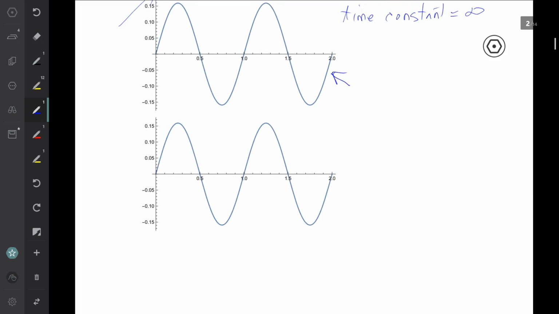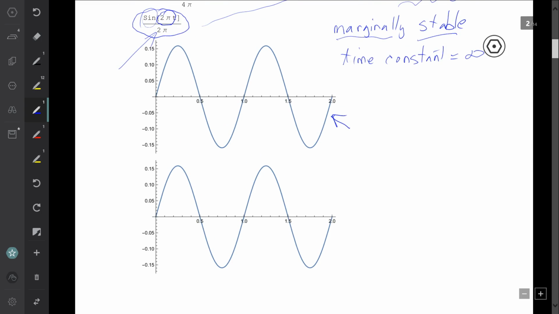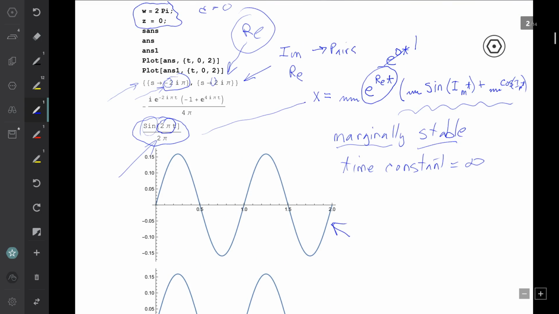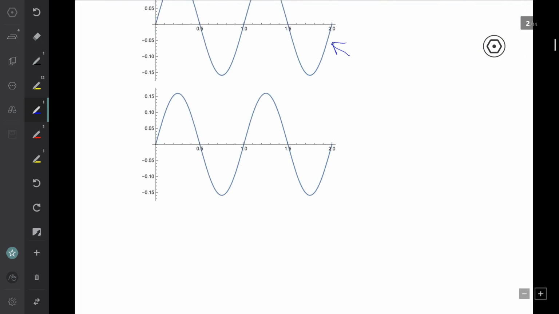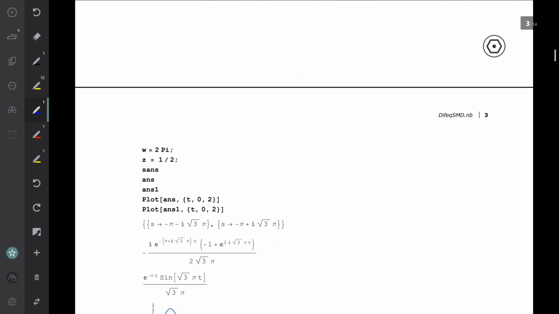And then here are the two plots. I'm just trying to show that these two equations, this one and this one, are identical. So I've just plotted those two things to show you that they're the same, even though they look weird.